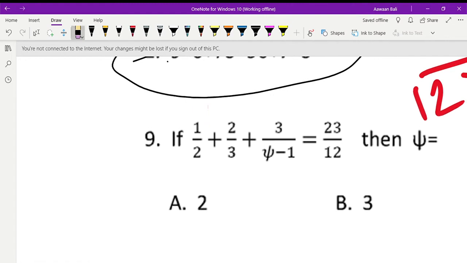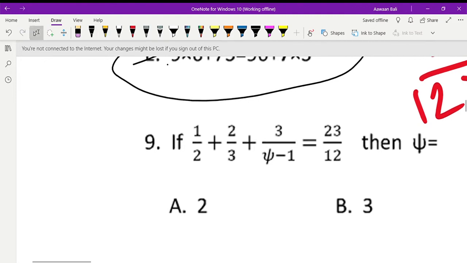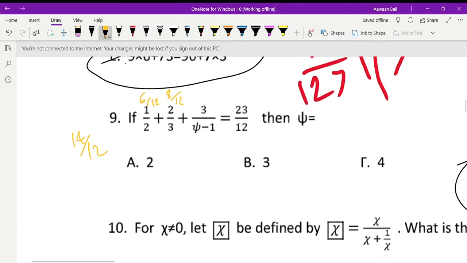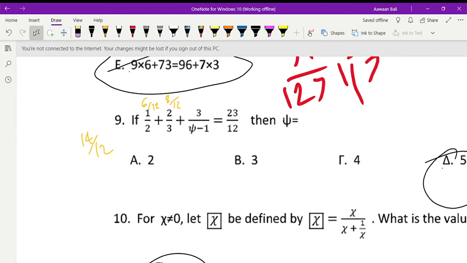Wait, let me just change it. Okay. So half is 6 upon 12, and then we have 8 upon 12. So that means 6 upon 12 plus 8 upon 12 is 14 upon 12. We have no need of converting it into a mixed number right now, because this is already an improper fraction, and it's easier to work with improper fractions now.